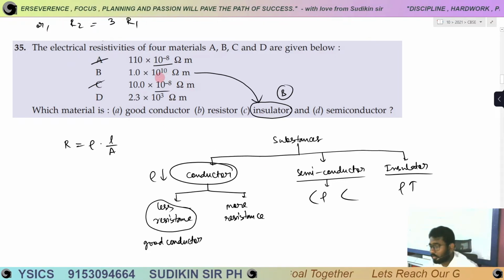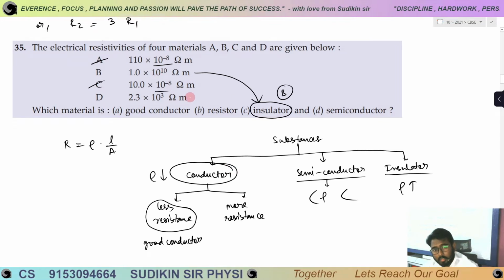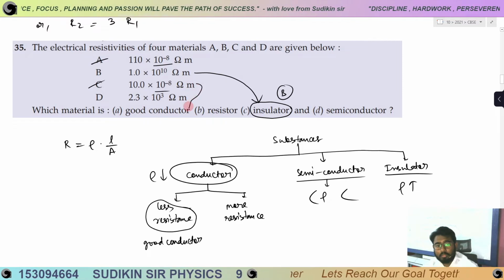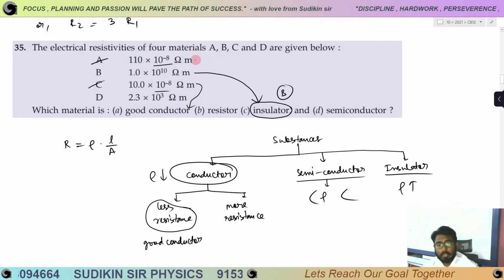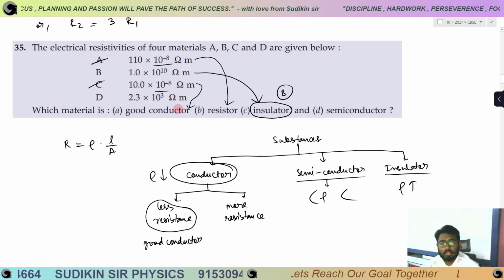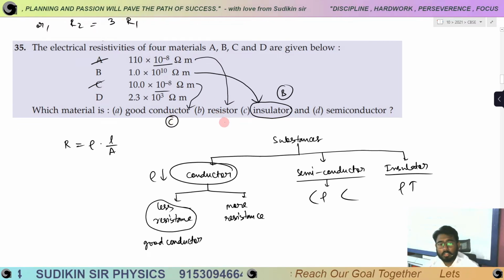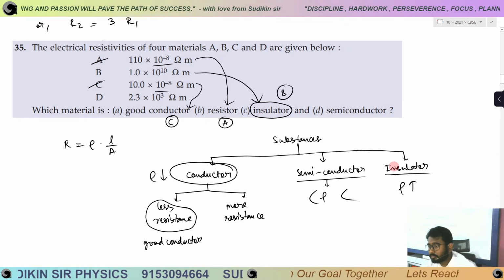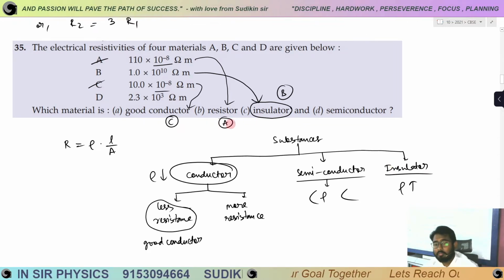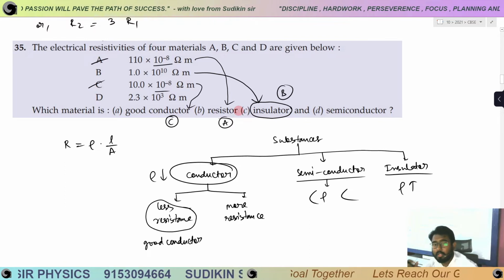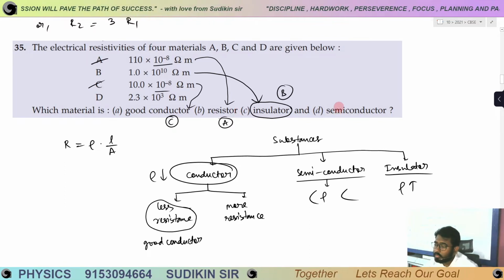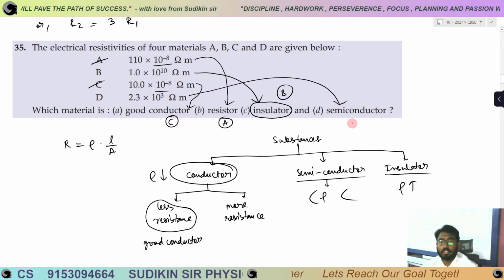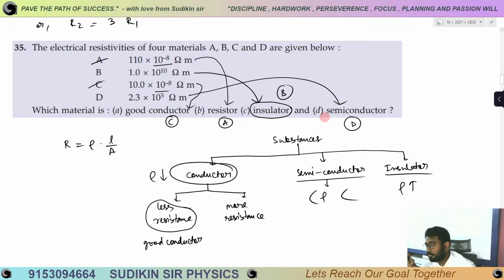C has the least value, right? So if C has the least value, then this will be the good conductor. And the remaining one will be the resistor, right? So good conductor will be C, resistor will be A. Okay, semiconductor. Semiconductor will have the value in between good conductor and insulator. So this will be the semiconductor D. Am I clear? Is the concept clear now? Okay.